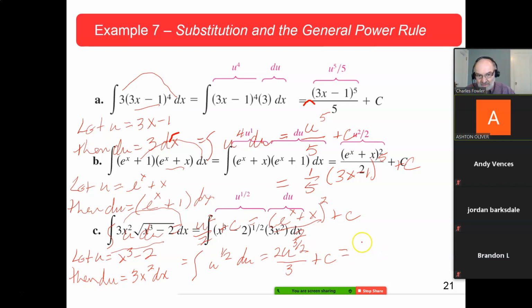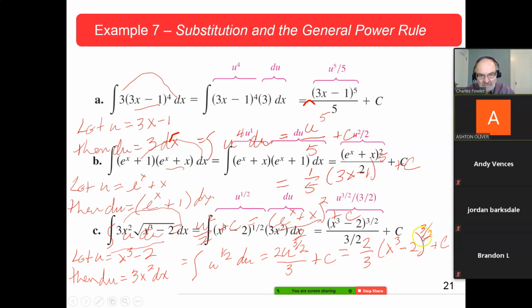So I like to write it this way. The book probably won't, but I'll do it this way. 2/3 of x cubed minus 2 to the 3/2 power plus c. Now, you could have written that as the square root of x cubed minus 2 cubed under the square root, or the square root of x cubed minus 2 with the cube outside the square root. It doesn't matter which. Let's see how the book wrote it.